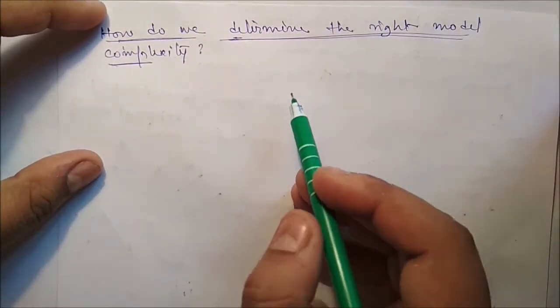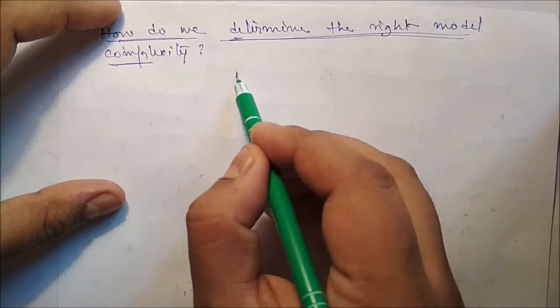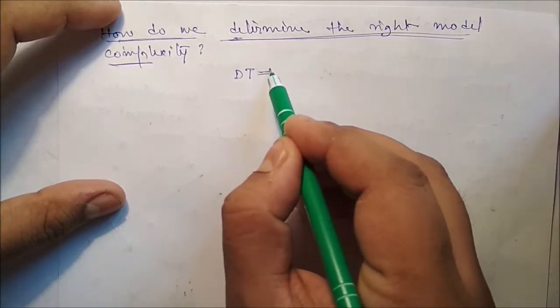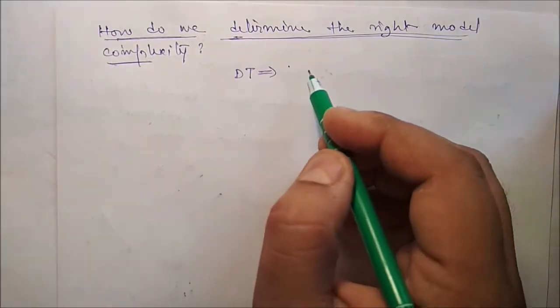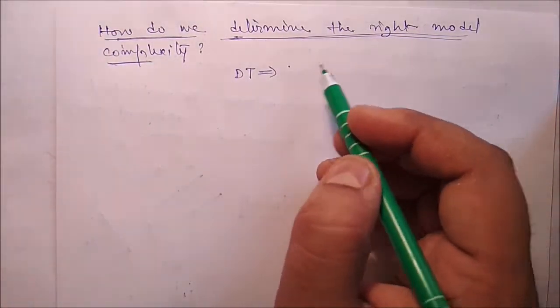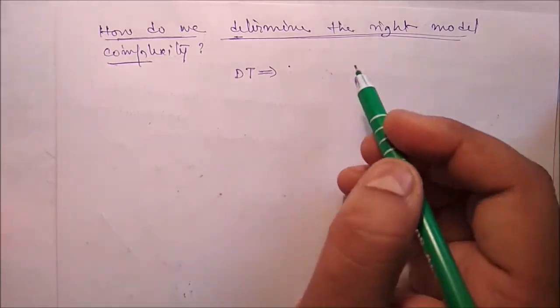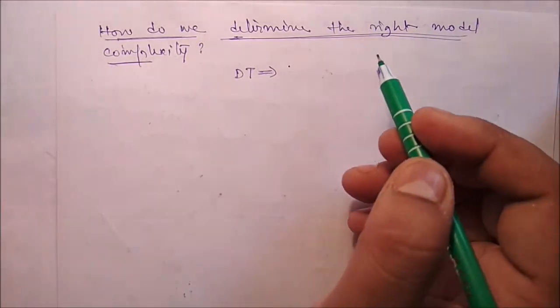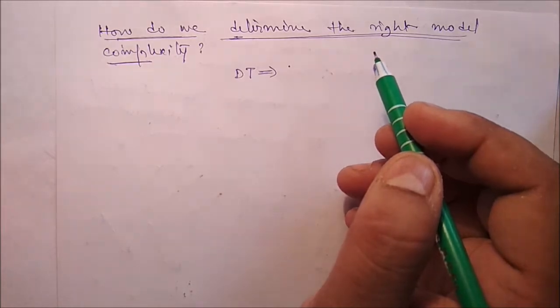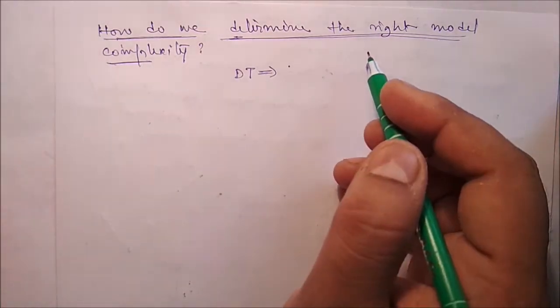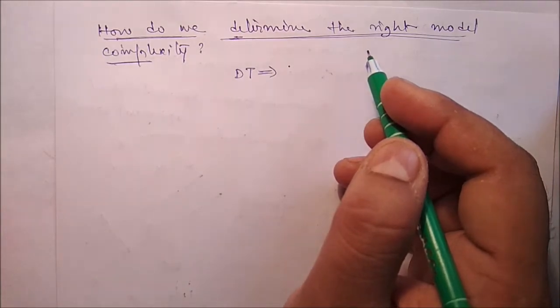Model complexity means, if you use a decision tree and you increase the branches and the leaves, that means we are increasing the decision tree complexity. If it is a rule-based system, if you increase the number of rules, you are increasing the complexity. If it is a neural network, if you increase the hidden nodes or the hidden layers, the complexity increases. The ideal complexity is that of a model that produces the lowest generalization error.